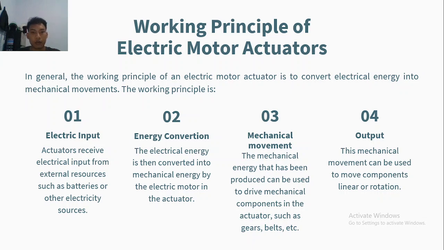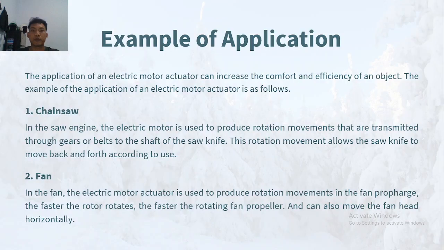Number two, energy conversion. The electrical energy is then converted into mechanical energy by the electric motor in the actuator. Number three, mechanical movement. The mechanical energy that has been produced can be used to drive mechanical components in the actuator such as gears, belts, and others. Number four is output. This mechanical movement can be used to move components linearly or in rotation.